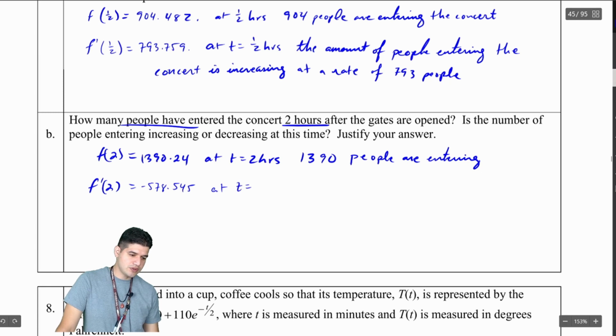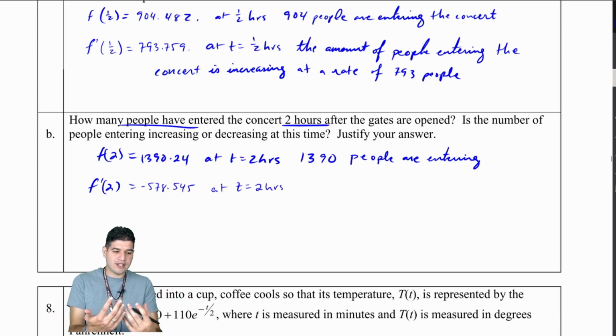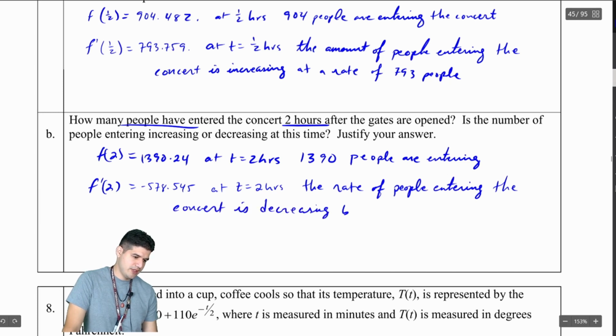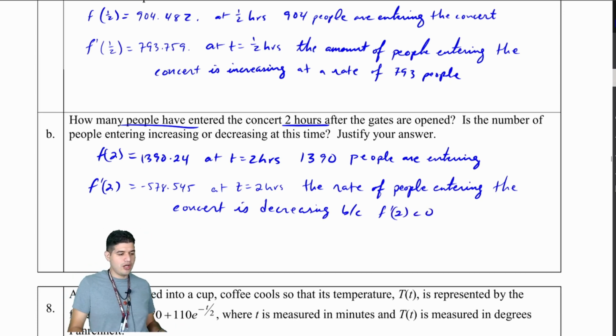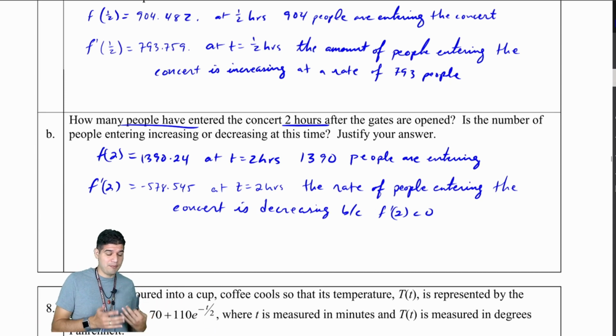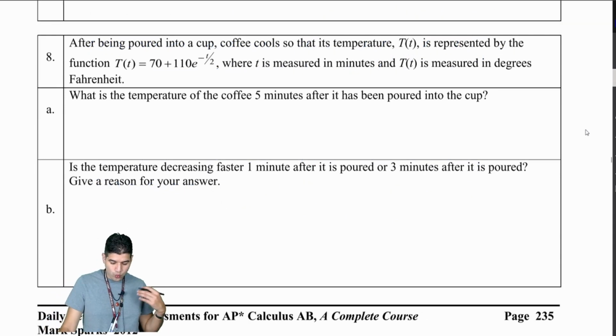So at t equals 2 hours, the rate is decreasing, right? So the rate of people, and this is where you want to use complete sentences kind of. The rate of people entering the concert is decreasing because f prime of 2 is negative, it's less than 0. So that's how we know that the amount of people is decreasing. We even know the exact rate, decreasing at a rate of negative 578 people. But that's not what it's asking. It just wants to know if it's increasing or decreasing and to justify our answer. Be very comfortable with this. Do these problems multiple times, because you will definitely get one of these on your free response section on the AP exam in May.